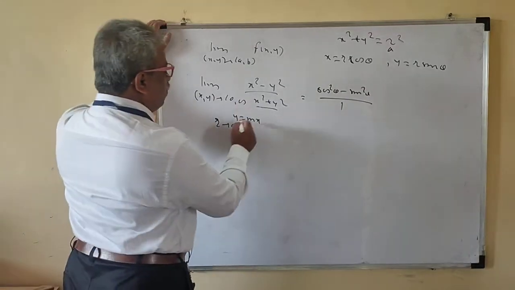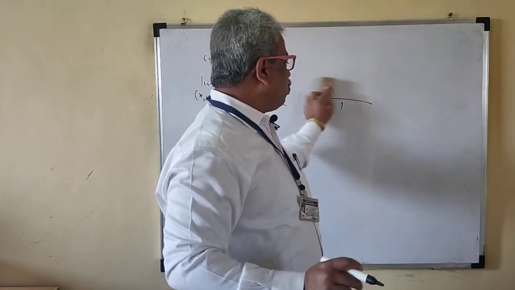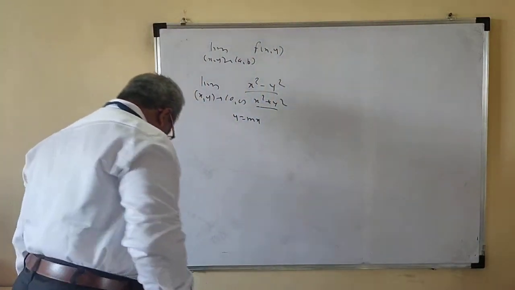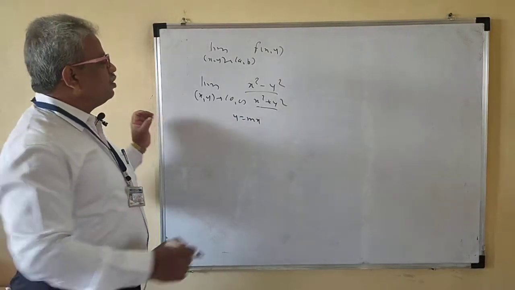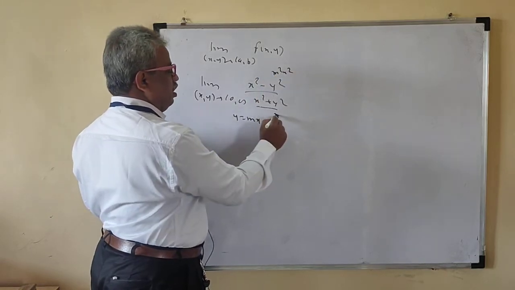So the simple part is, always try for this also. Suppose if you don't know the polar form, first you have to start from y is equal to mx. So what happens if you put y is equal to mx, then this is m square plus a square.